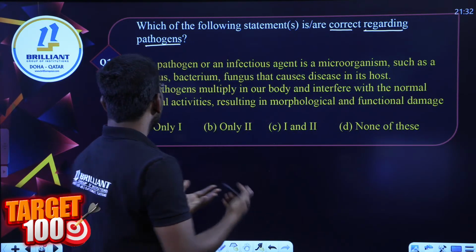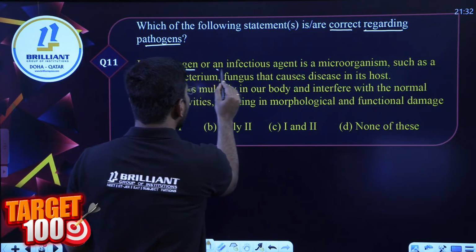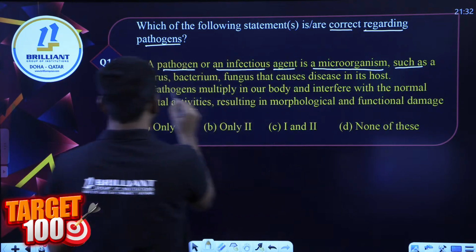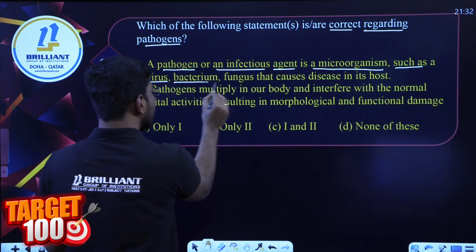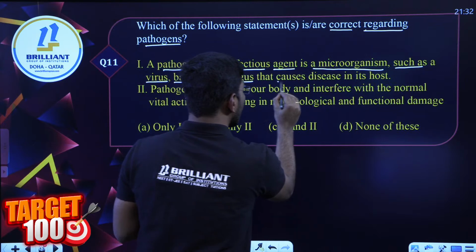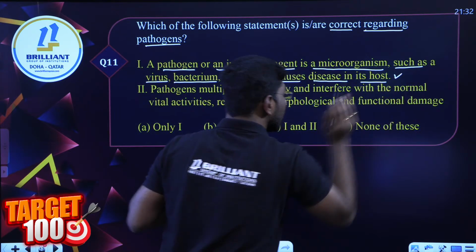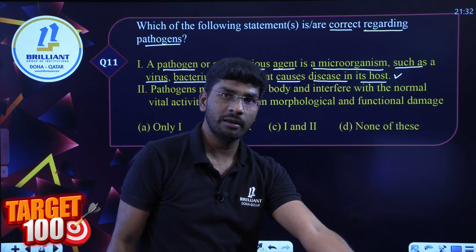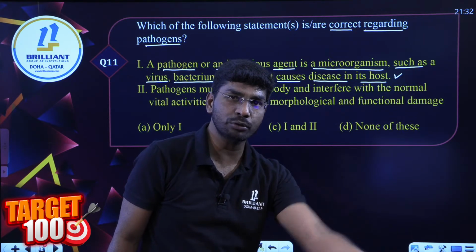Think. A pathogen or an infectious agent is a microorganism such as a virus, yes. Bacterium, correct. Fungus, yes. They cause disease in the host, absolutely correct. Helminths are also there, nematodes are also there, and platyhelminths are also there, like Taenia solium, right?